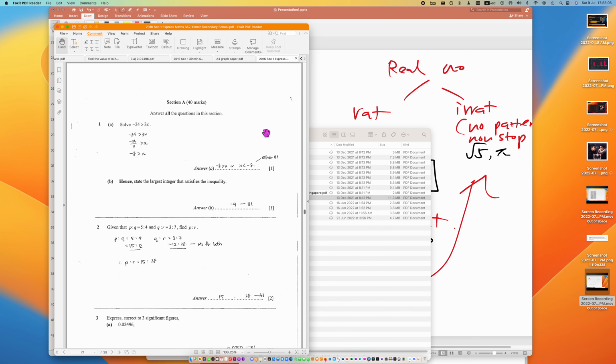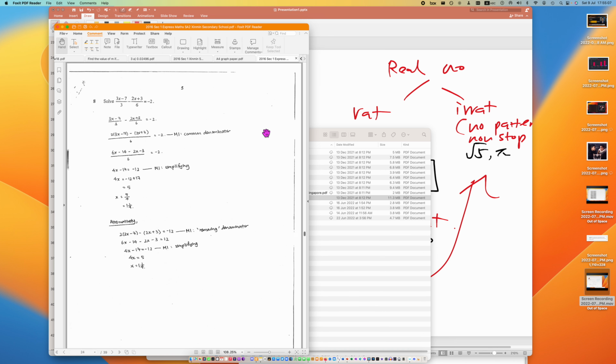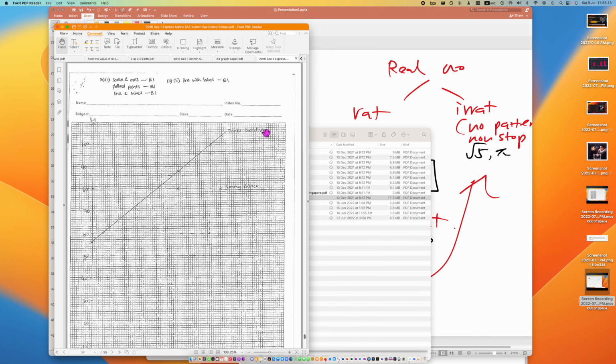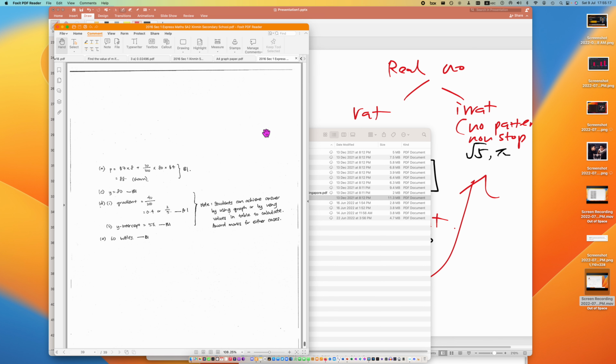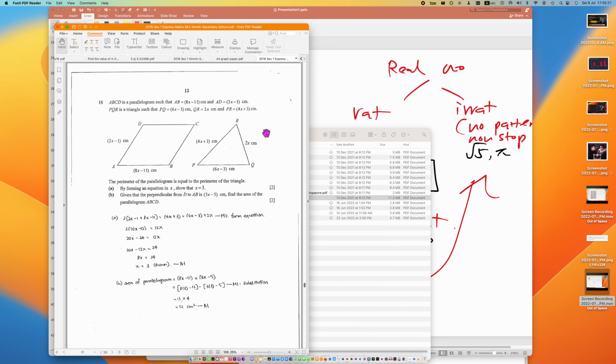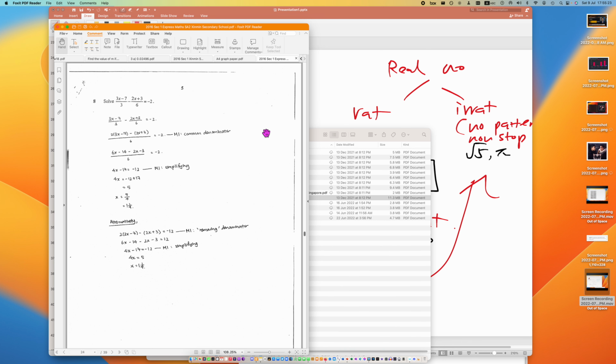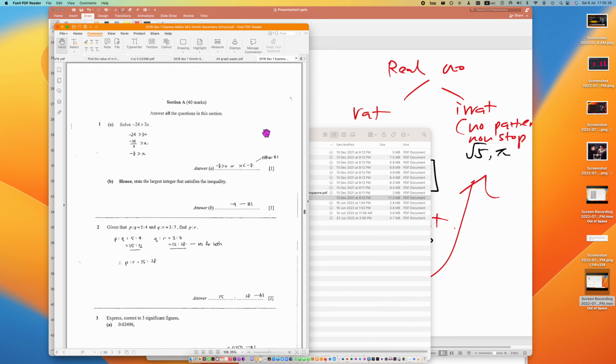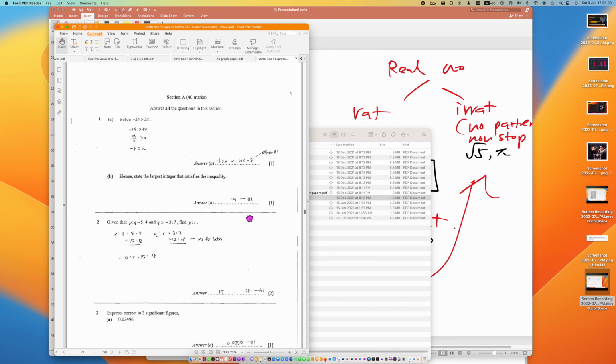Wow, they have all the solutions. They have the entire solutions. But anyway, their solution and my solution are about the same. So I will send it to you. This is the 2016 paper, 6 years ago.